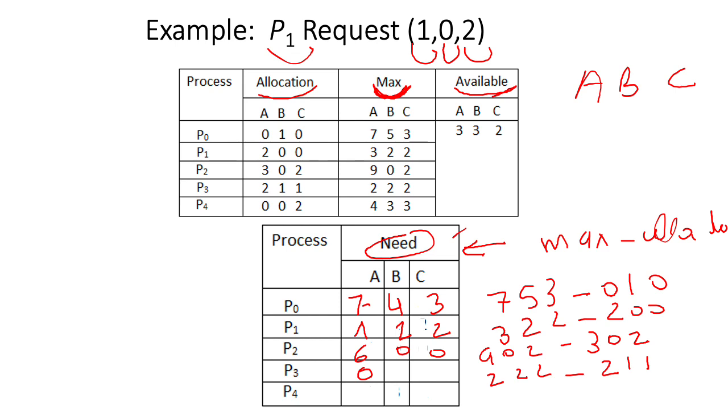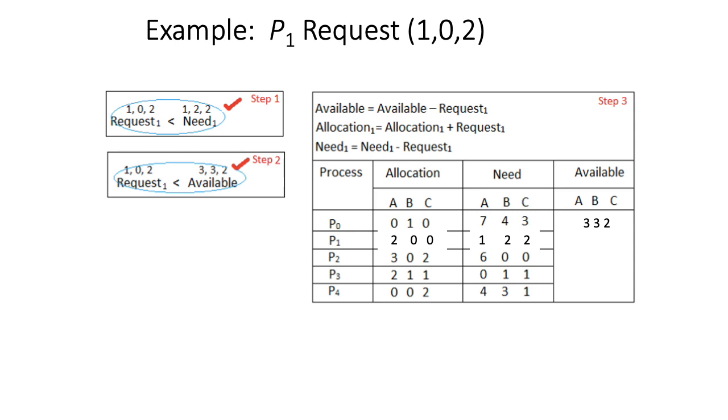So it still needs 0, 1, 1. For P4, it's 433 minus 002. Therefore, it's 431. And so once we calculated the content of the need data structure, then the steps to apply this algorithm are the following.